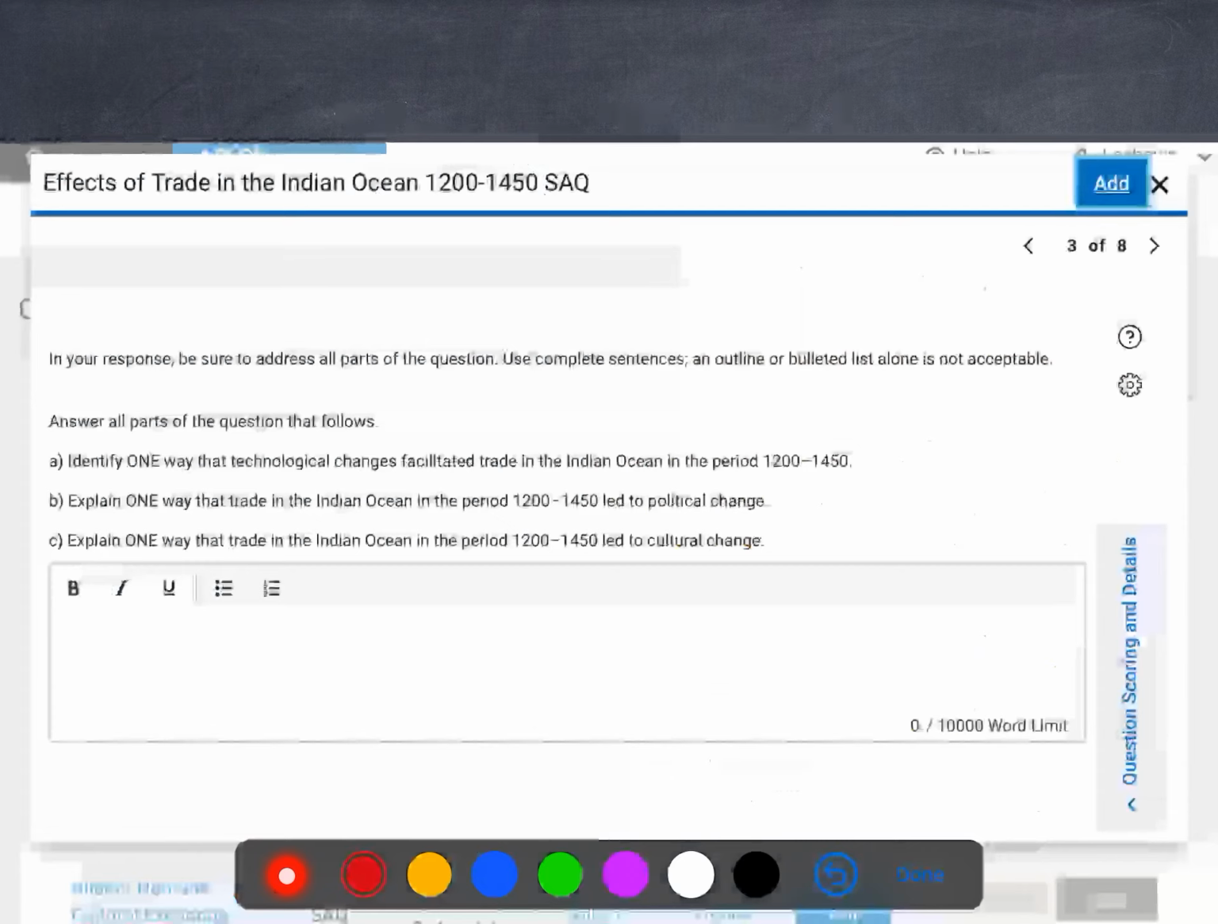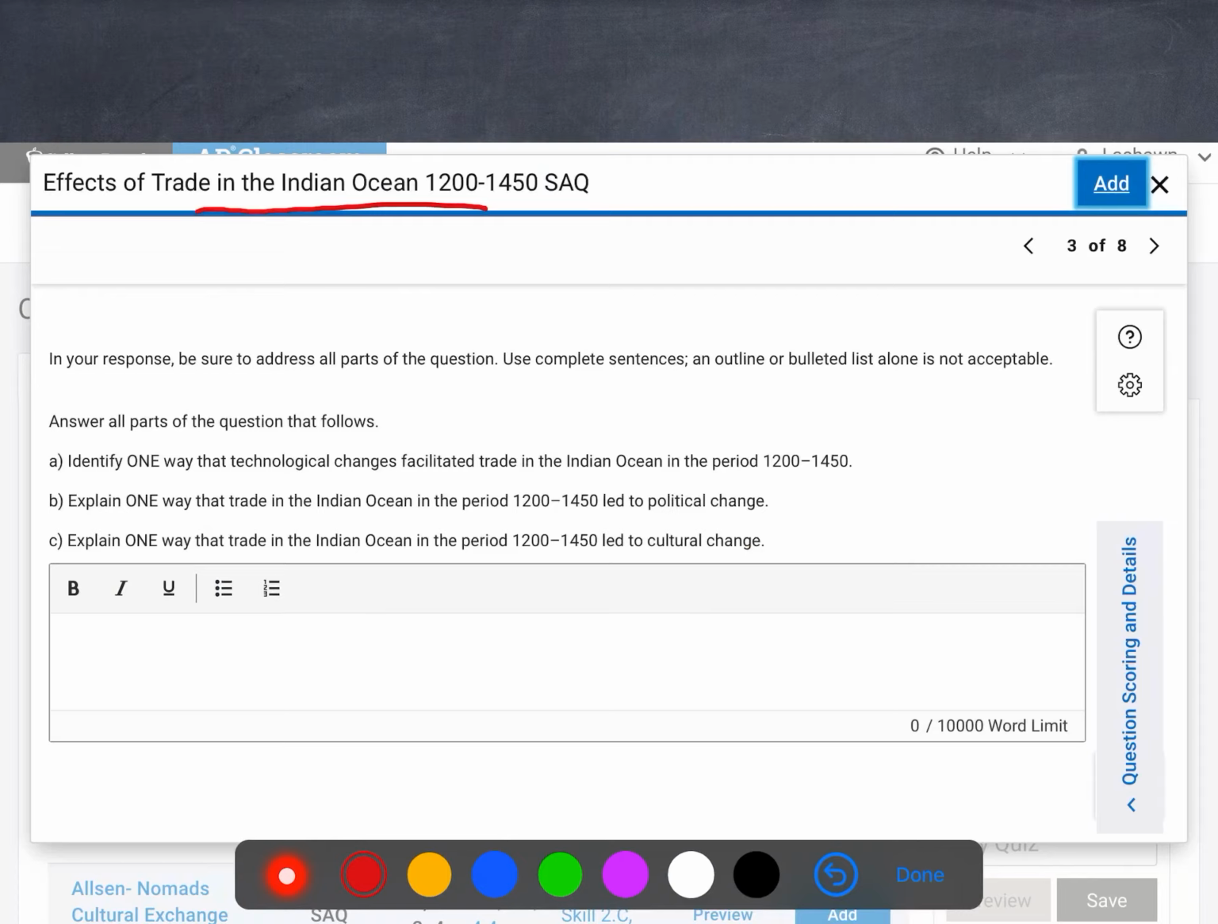This one is on the effects of trade in the Indian Ocean Trade Network. And if we look at this question, the first step was to read it. So we're going to read this first so that we can understand it and then determine what type of question it is.